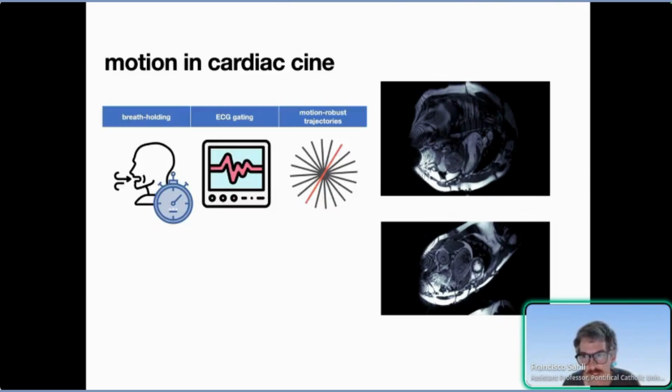One of the key challenges in cardiac imaging is that the heart is always moving. A couple of strategies to address this are used in clinical practice. First is breath holding to avoid the respiratory motion, then ECG gating to synchronize the acquisition of the images, and also another idea is to use motion robust trajectories like radial sampling.